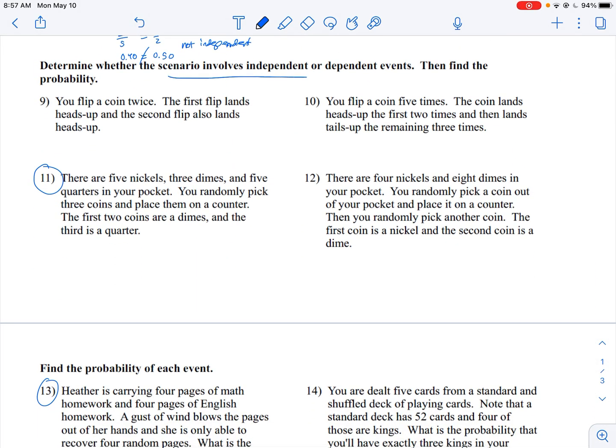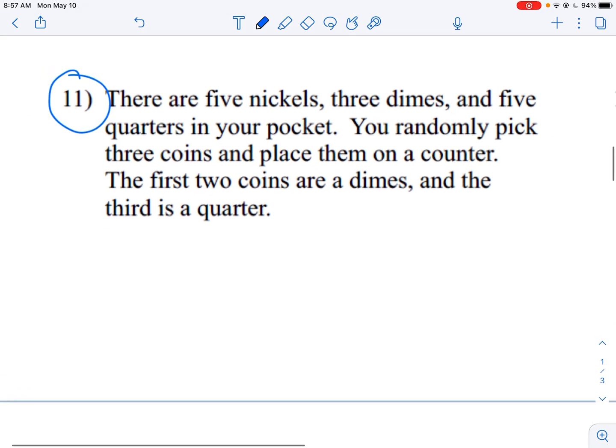We're going to determine whether it's independent or dependent events and find the probability. We've got 5 nickels, 3 dimes, and 5 quarters in your pocket. You randomly pick out 3 coins and place them on the counter. First 2 are dimes and the third is a quarter. So this is drawing without replacement. If you pulled them out one at a time, the probability of the second one changes based on the first one. So this would be dependent. The probability of later coins depends on what you got first.